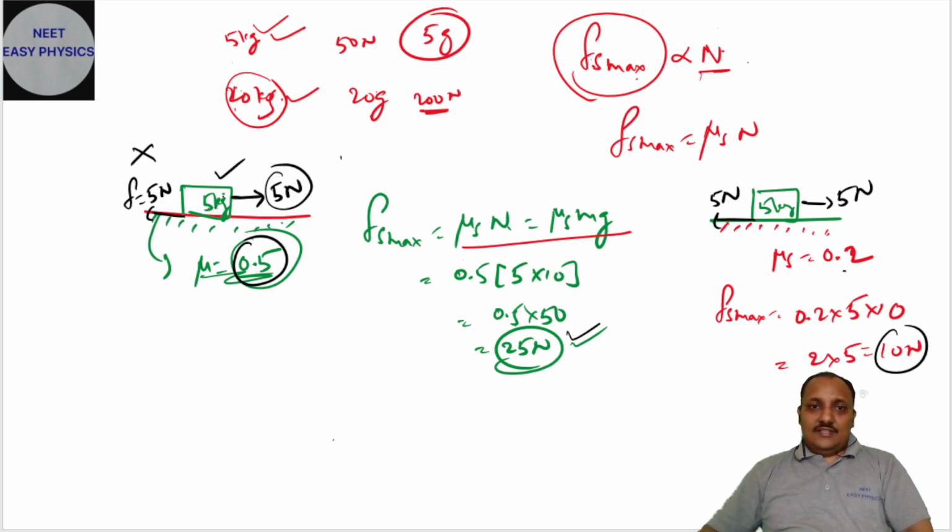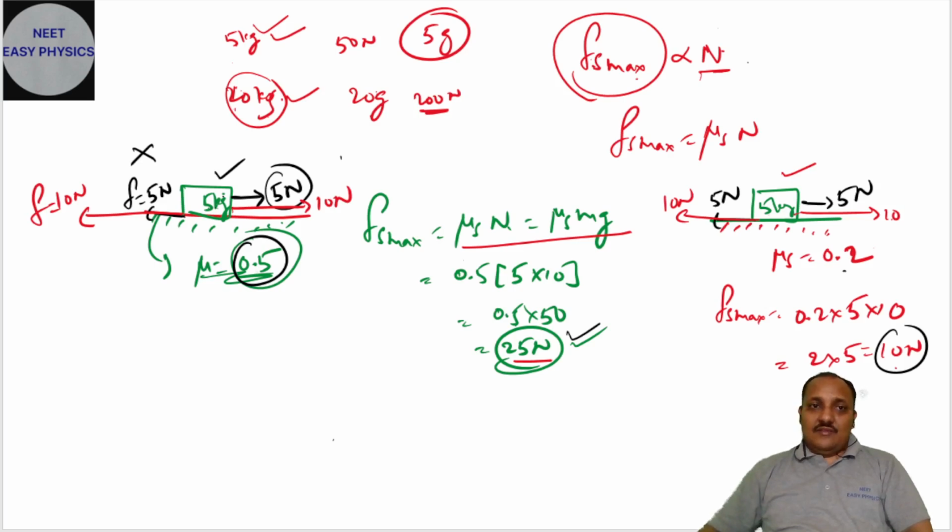Now on the first object, I apply 10 newtons. Its maximum value is 25. Therefore, 10 is below 25, so it will apply a frictional force of 10 newtons backwards also. Now on this one I apply 10 newtons. Its maximum value is also 10 newtons. You apply 10, and at 10 it will be ready to move.